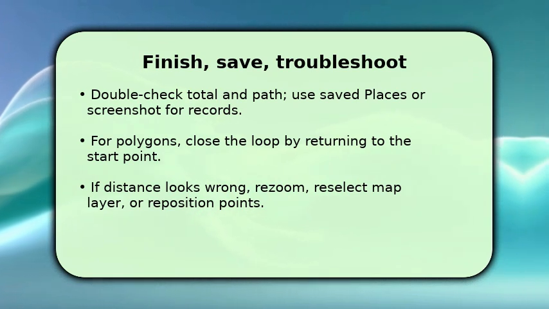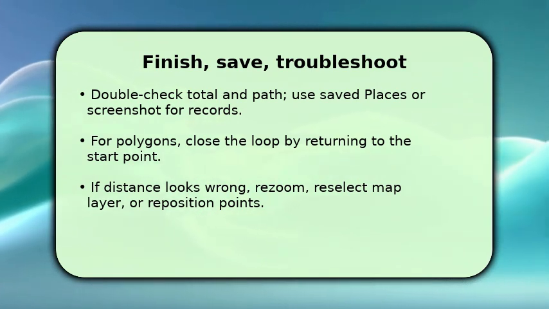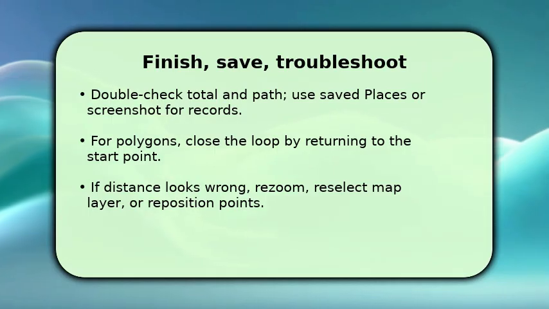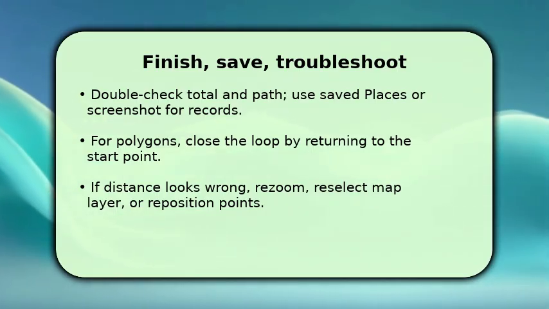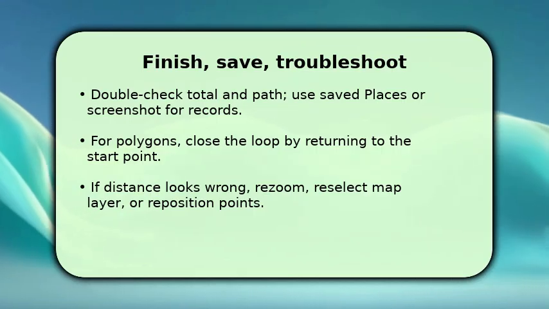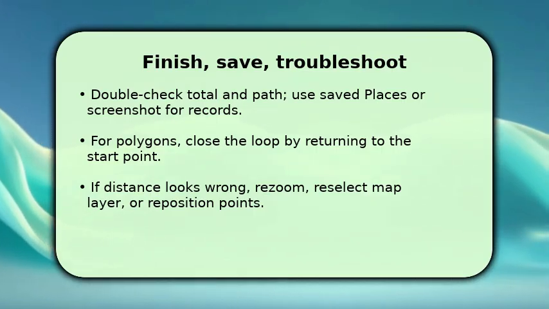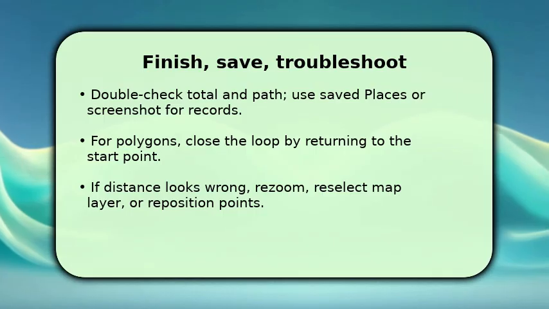For area measurement, you close the loop by returning to the start point, which yields perimeter and area where supported. If numbers seem off, resume and toggle layers. A mismatched map layer or imprecise points causes most errors. If problems persist, clear the measurement and repeat, placing points more deliberately to eliminate.